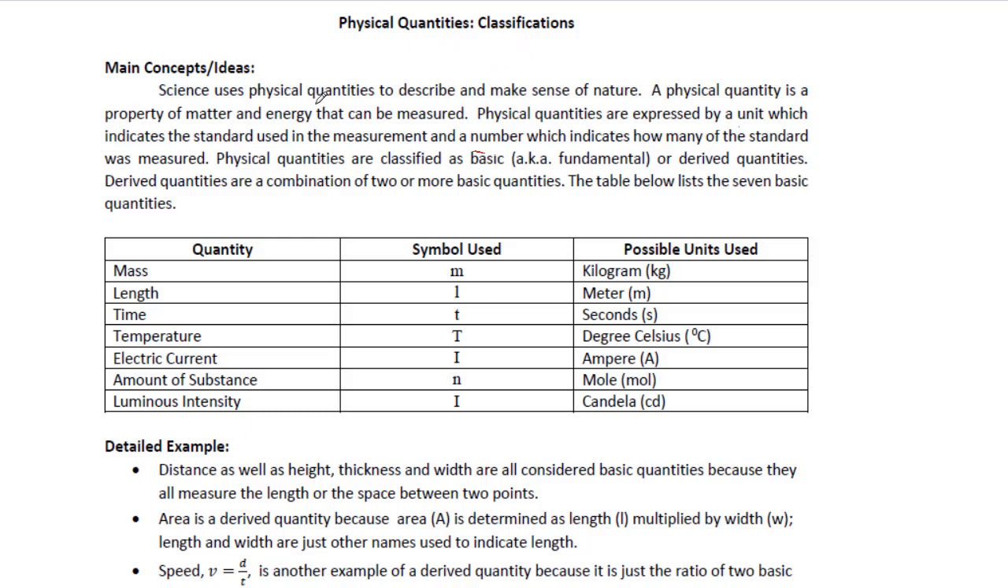So science uses physical quantities to describe and make sense of nature. A physical quantity is a property of matter and energy that can be measured. Physical quantities are expressed by a unit, which indicates the standard used. So it has a unit and a number which indicates how many of the standard was measured. Well, this is a bit technical and sometimes it's confusing for beginners.